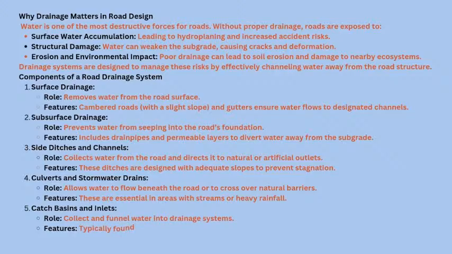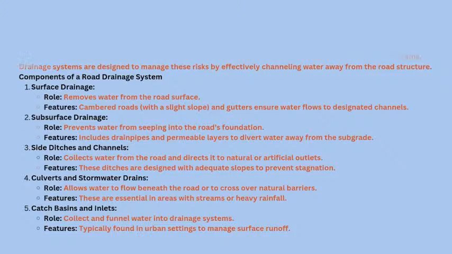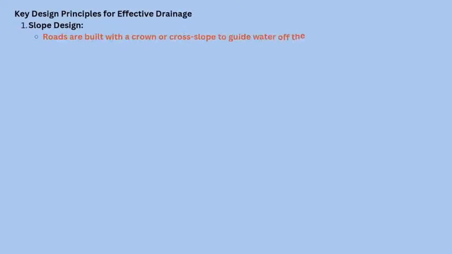5. Catch basins and inlets. Role: collect and funnel water into drainage systems. Features: typically found in urban settings to manage surface runoff. Principles for effective drainage. 1. Slope design. Roads are built with a crown or a cross slope to guide water off the surface.